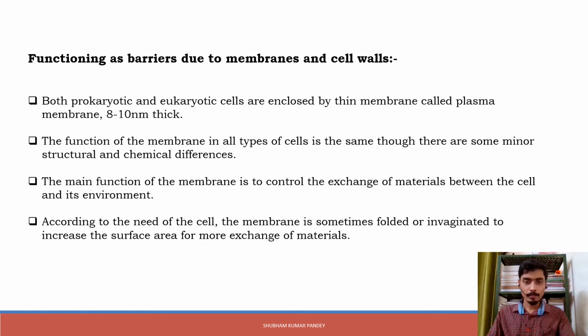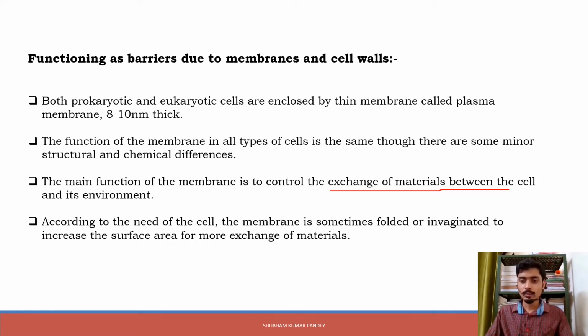Now the main function of the membrane is to control the exchange of materials between the cell and its environment. As we know, the cell membrane acts as a barrier for the cell from its external environment, right? So its main function is that it controls the exchange of materials between the cell and its environment. Whatever comes from outside into the cell or goes outside from the cell is controlled by the cell membrane. According to the need of the cell, the membrane is sometimes folded or invaginated to increase the surface area for more exchange of materials.